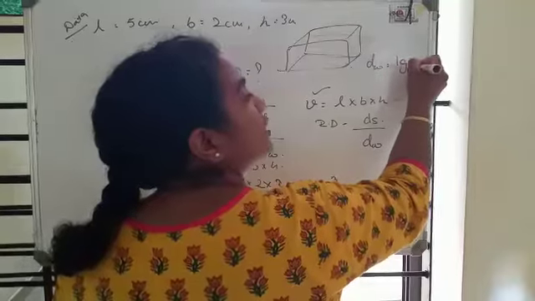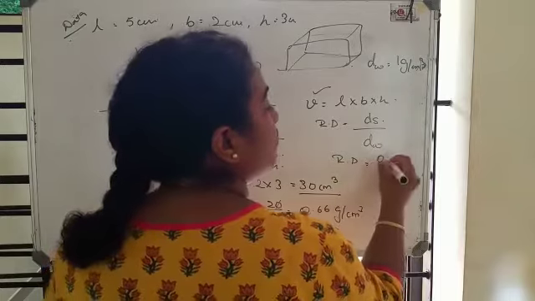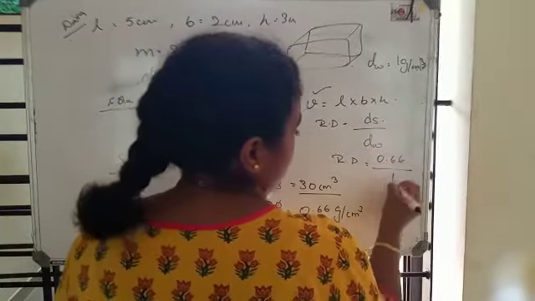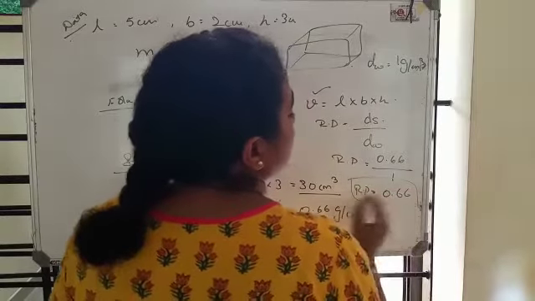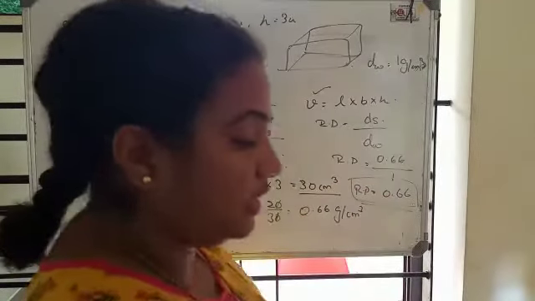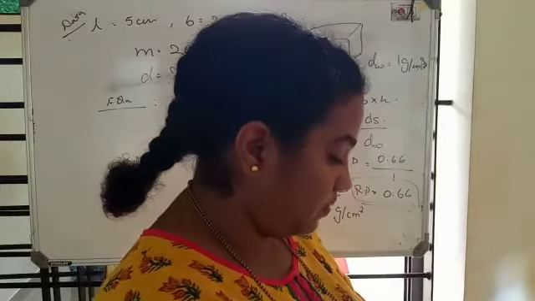1 gram per centimeter cube. So relative density is equal to the density of the substance, 0.66, divided by 1, which is 0.66. So relative density is equal to 0.66. Okay, so this is our 8th sum. Now let us go for the 9th one.